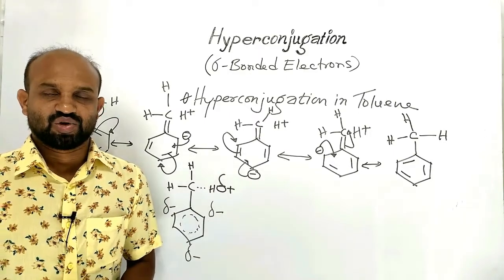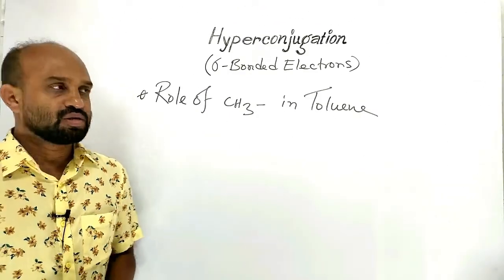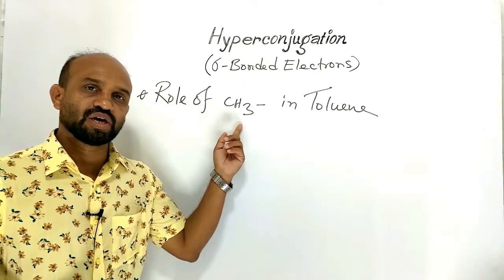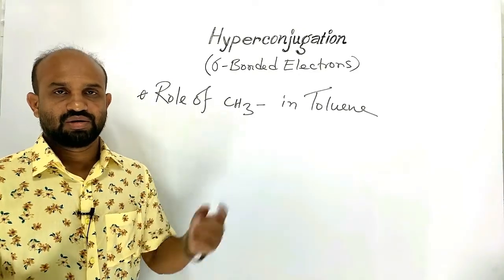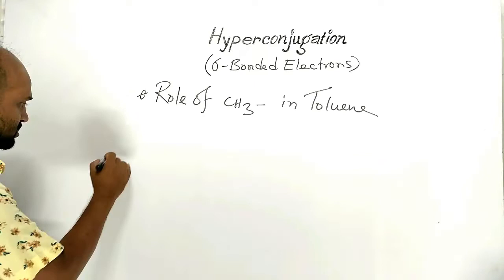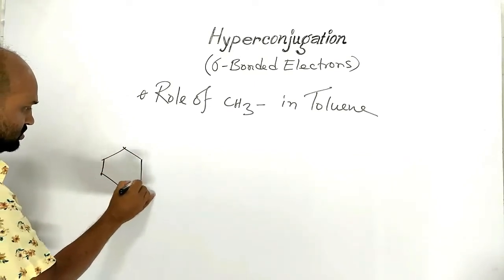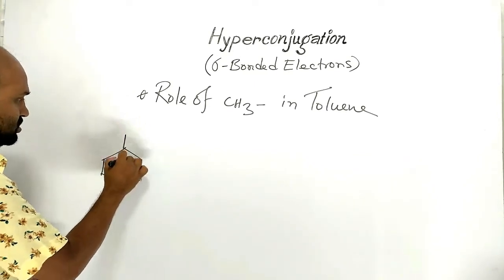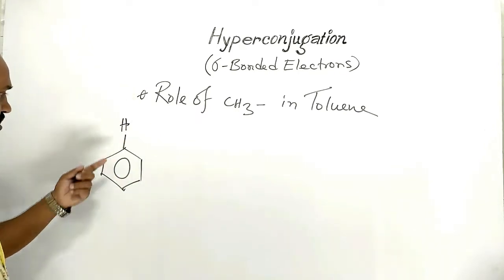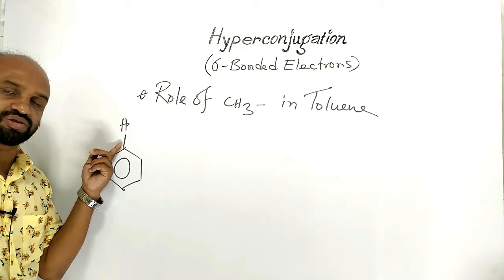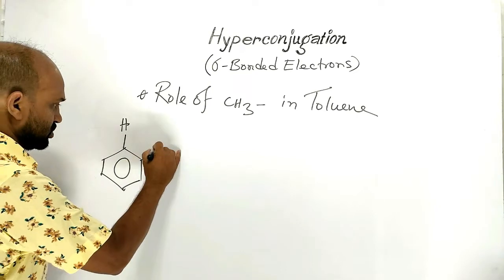Let's move on to the next point. Now the point is the role of methyl group in toluene. Let's see. This is benzene. Each carbon carries one hydrogen atom each, in this way.